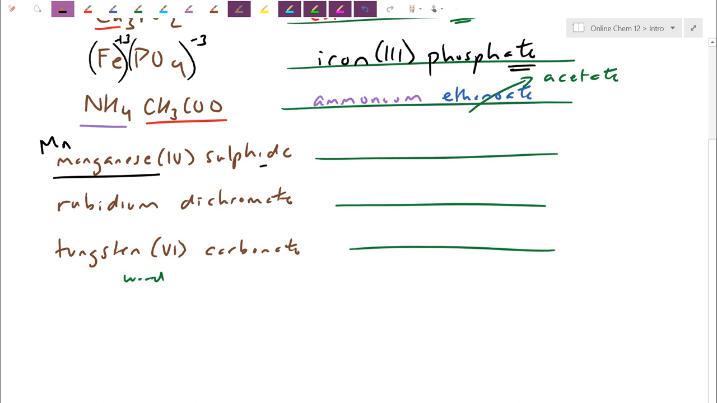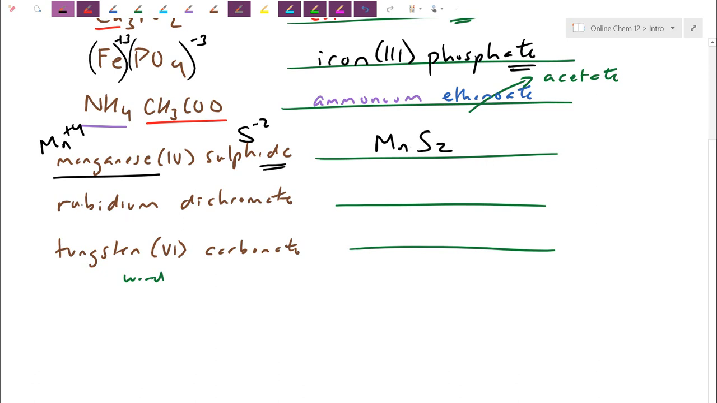Sulfide, this one ends in IDE, so probably going to be just elemental. This is sulfur. Sulfur is 2 columns away from noble gas, so that's negative 2. What's the ratio between manganese with 4 and sulfur with 2? Well, I would need 2 sulfides to counterbalance the manganese's charge, so therefore I'm going to have MnS2.